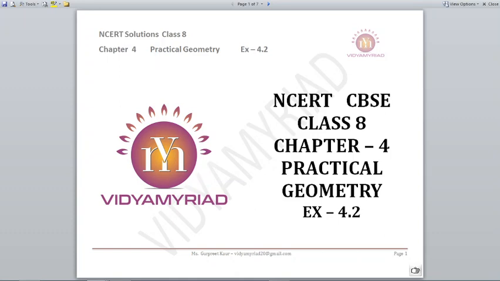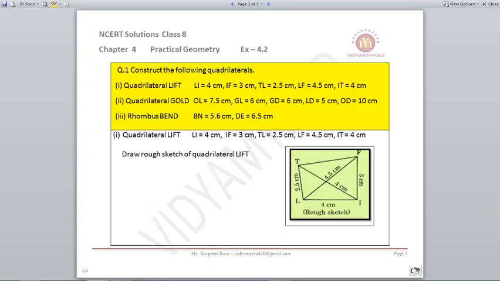This video is made for class 8 on chapter number 4, practical geometry, and today we are going to do exercise 4.2. It is based on your previous exercise only, 4.1. If you have understood that, then very easily you can do this also. Now in this also construction is there. You have to make a quadrilateral LIFT and various measurements are given to you.